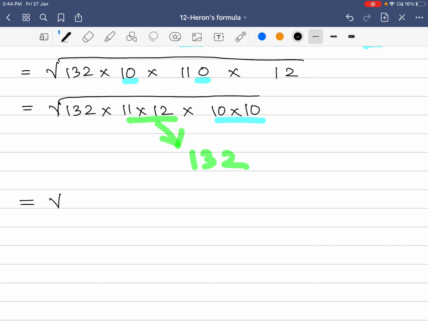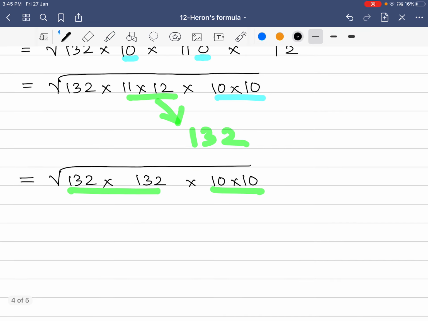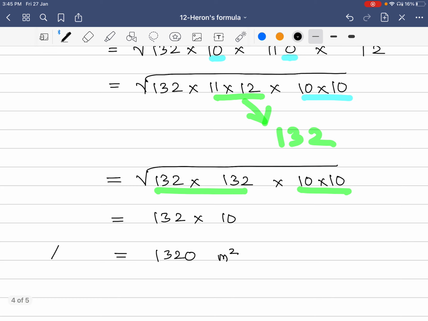So now that will be equal to the square root of 132 into 132 into 10 into 10. Thus we have got two perfect squares. If we want to get rid of the square root, that will be equal to just 132 into 10, and that is going to be 1320 meter square. This will be the area of the triangle that we were looking for. It's an important piece of information, so I'm just going to box it. So area is equal to 1320 meter square.